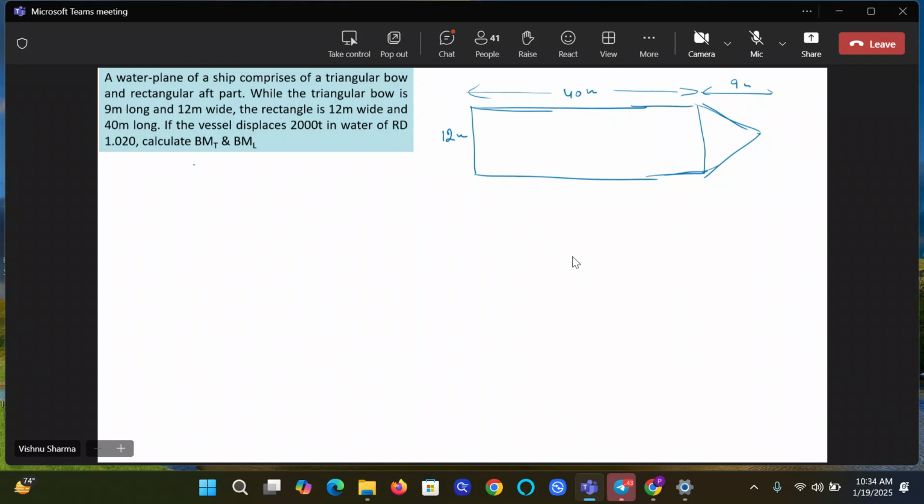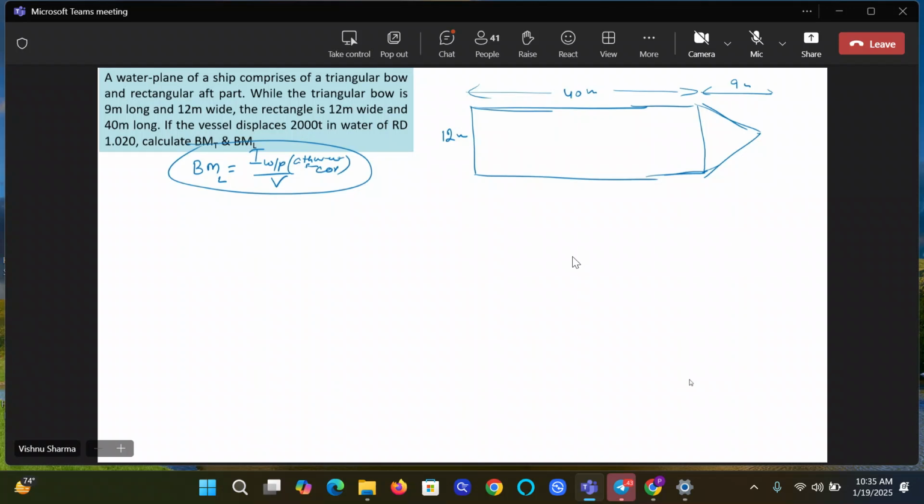Now, guys, for BML, do I need to draw the athwartship axis or the fore and aft axis? Athwartship. So BML is I of the water plane about the athwartship axis, about COF, upon volume of displacement. Now, if I have to draw the athwartship axis, do I need to know the location of the center of flotation in the longitudinal direction or the fore and aft direction?